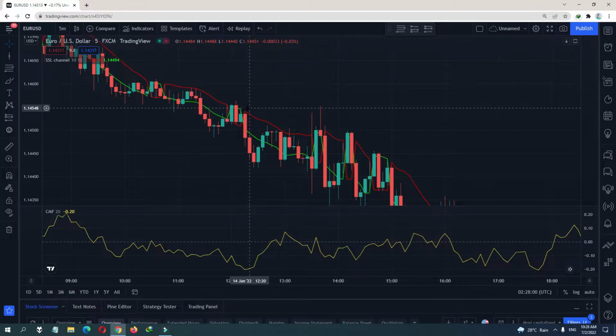For a sell, you want the SSL channel red line to be above the green line, and the Chaikin Money Flow has to be below 0. So this is your sell signal.